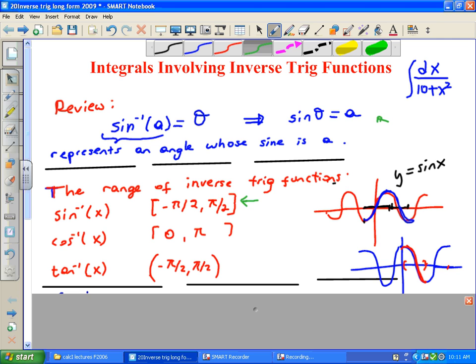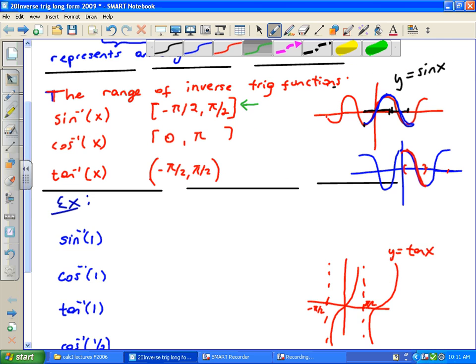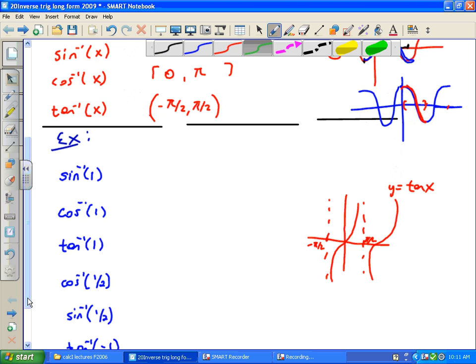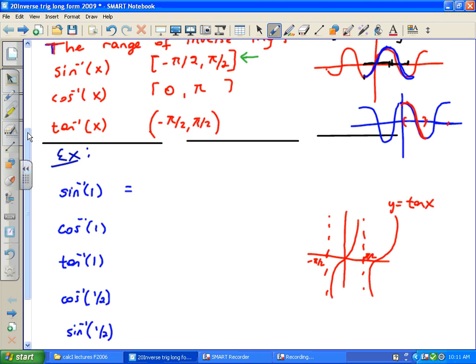Okay, now let's do some examples about inverse trig functions. Starting with sine inverse of 1. We already talked about that one, right? What is sine inverse of 1? Your answer must lie in this range, -pi over 2 to pi over 2. So we already talked about this one. This one is going to be pi over 2.